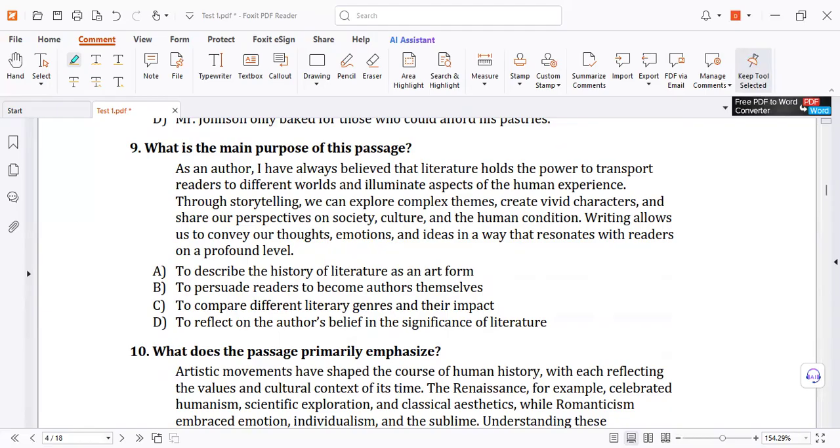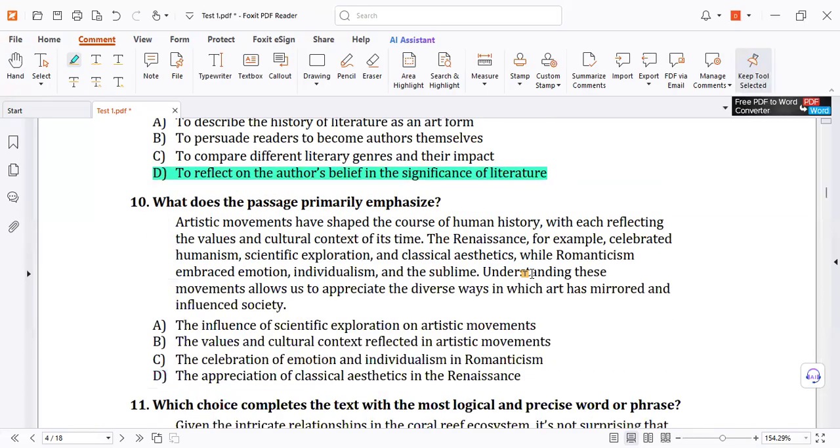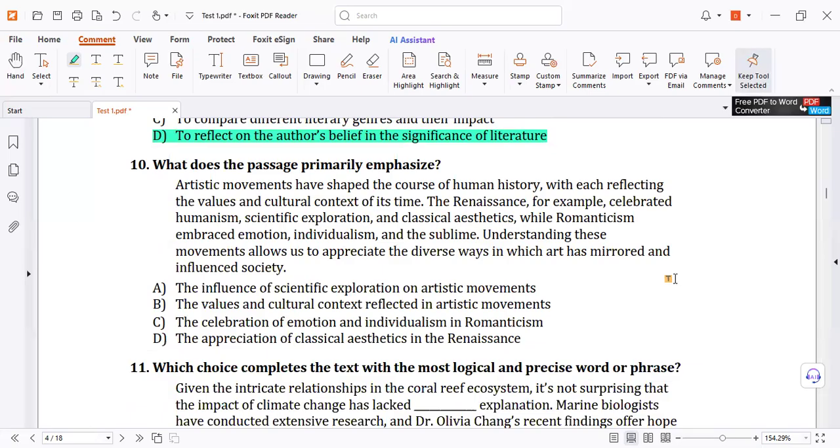Is it letter D? Letter D, not C, correct. Is it letter B? Letter B, correct.